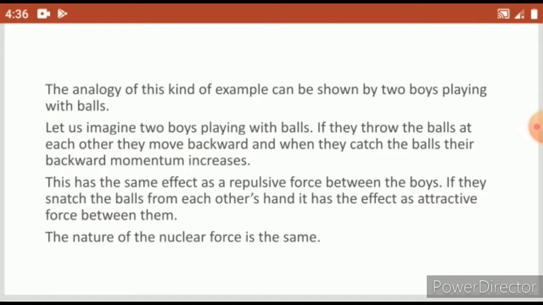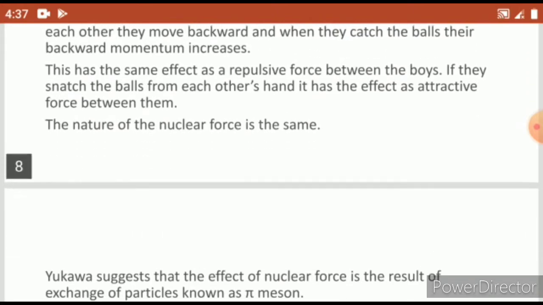If we imagine that one of the boys is a neutron and the other is a proton, then we can say that the neutron and proton are exchanging some kind of particle in between them, and the exchange of the particle is creating the effect of a force, and that force is holding both of them together. This is a rough way of explaining the meson theory of nuclear force.